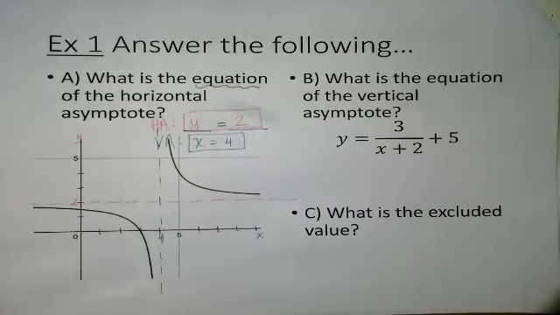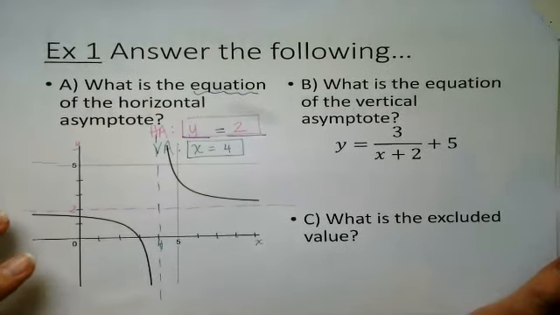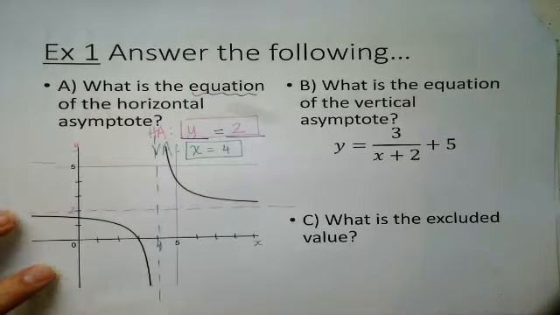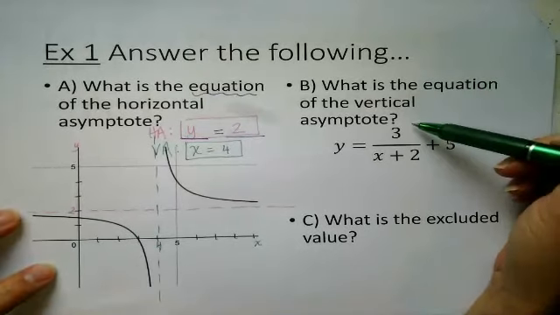All right. So being able to identify those asymptotes is a really good skill, especially those of you going on to calculus. We can look at graphs and make assumptions, and most of the time they're going to be pretty good. What is the equation of the vertical asymptote?